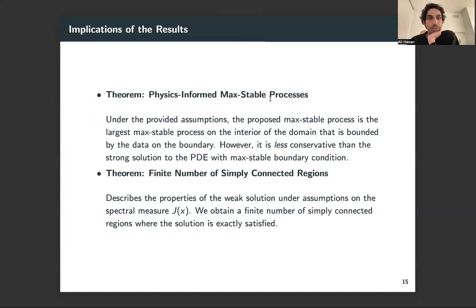So to give you an idea of what the implications of these results mean, in the case of the physics-informed max stable process, the first result that we presented, this suggests that the proposed max stable process is going to properly extrapolate while still using the properties of the data and the PDE. However, it is less conservative than the strong solution to the PDE, which is the solution that you get by solving the PDE with the max stable boundary condition itself. And on the other hand, we know exactly that the solution on the interior will satisfy the PDE exactly on a finite number of simply connected regions.